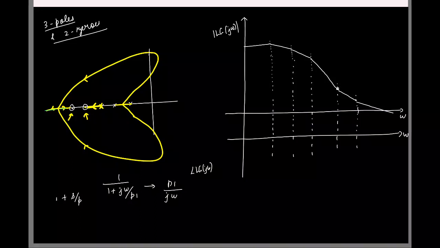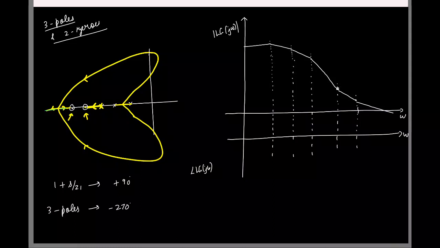So if I have one pole, this is the case. If I have three poles, what will happen? Each pole will add minus 90 degrees. So the phase can go to minus 270. But if I have a 0, this is plus 90 degrees. So I have two zeros here. They will contribute plus 180. So basically I had three poles.